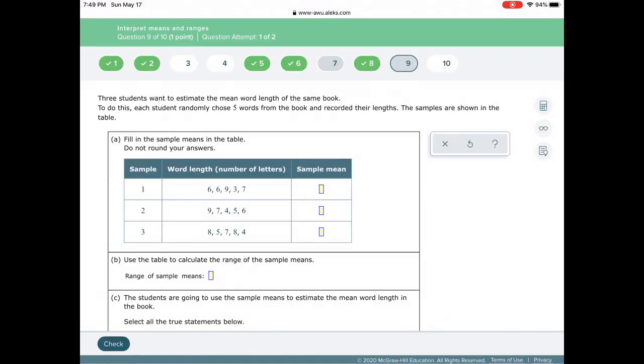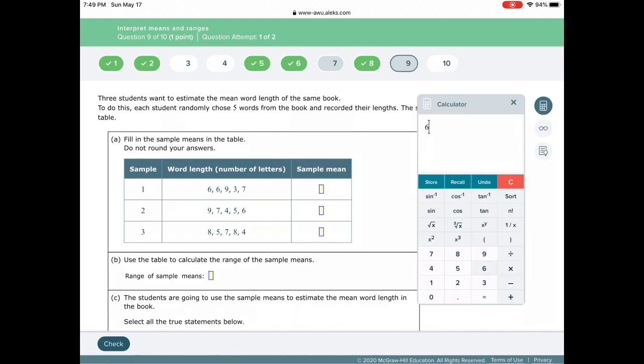So let's go through and look at another one. I'm going to use the calculator real quick to get my averages. All right, so 6 plus 6 plus 9 plus 3 plus 7. I want to show you a common error here. All right, so there are 5 questions here. So we can divide by 5.